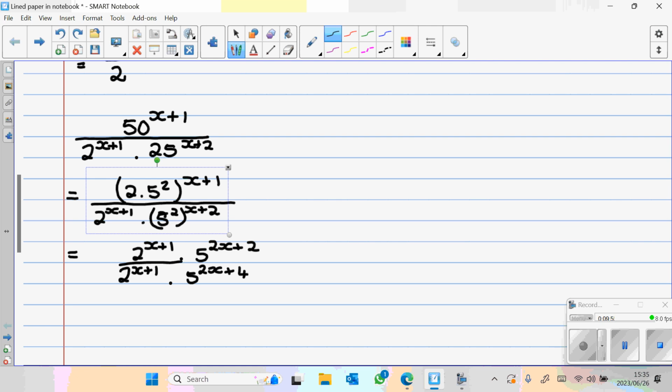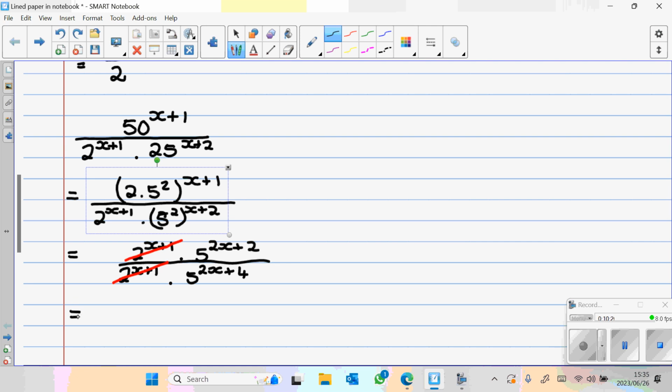Now, if you see already that there are two things that are exactly the same, we can cancel them out. We can already take those two out and just work with the 5. Or you can leave it and put the exponents together, and then you would get 2 to the power of 0, which would mean it is 1.